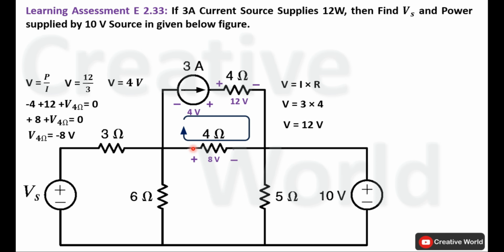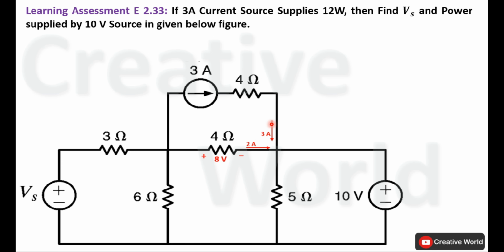Modify the circuit with calculated values. This branch current is 3 ampere and the current from this branch is 2 ampere. These two currents are adding on this node. We can calculate the current of this branch as well because the voltage across this branch is given, 10 volt. Because of parallel connection, the same voltage will be appearing across this 5 ohm resistance. The value of resistance is already given. We can calculate its current, that will be I equal to V divided by R.